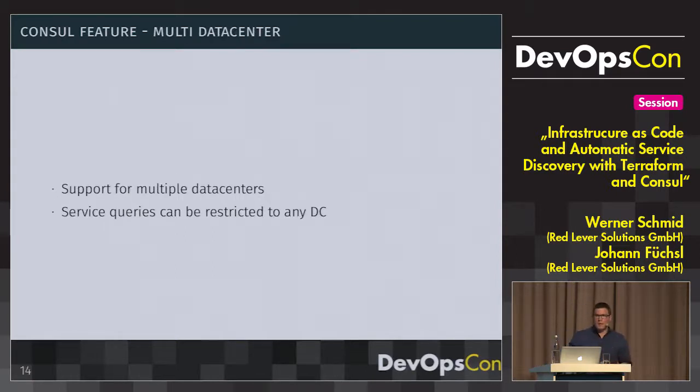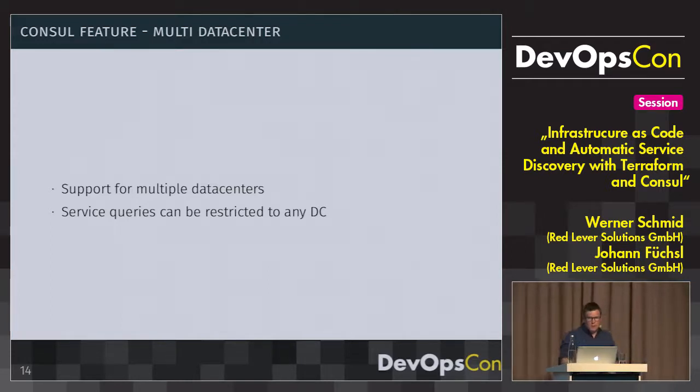And yes, it's multi-data center, where you can spin up a cluster in data center A and another one in data center B. They can communicate with each other. The service discovery mechanism allows you to query services only in data center B. So you don't have to do that much extra to get this out of it.